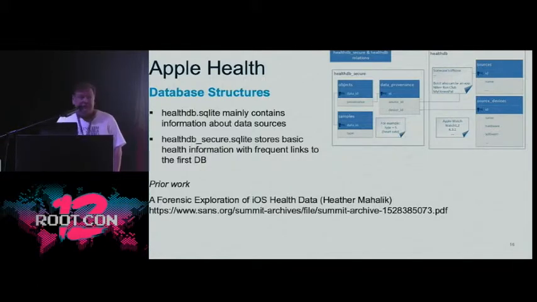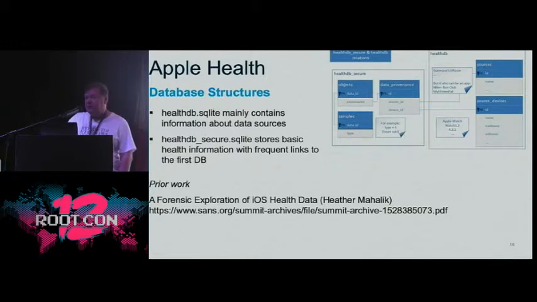So, about the structure of those 2 databases, they're quite simple. The first database, HealthDB SQLite, mainly contains information of different data sources that include both the software and hardware, the third-party trackers. And the HealthDB Secure SQLite contains the health information itself from different sources, and of course those 2 tables are linked between each other.